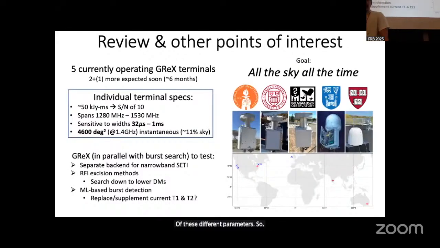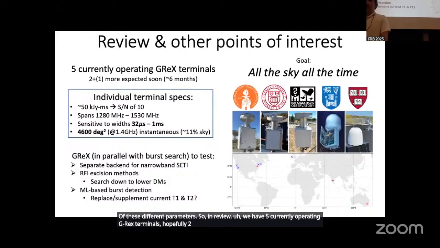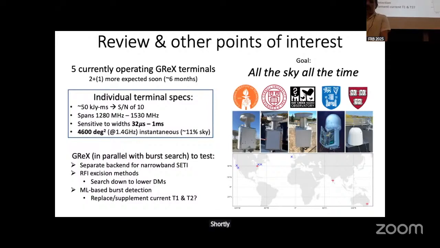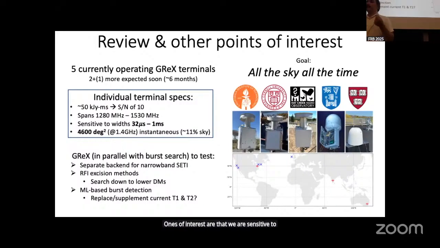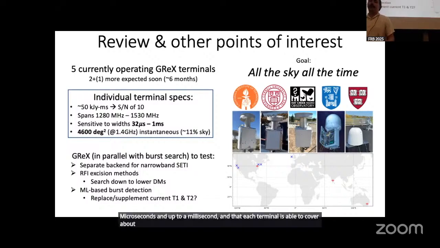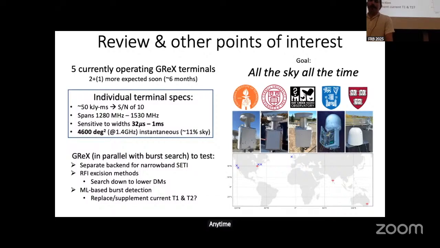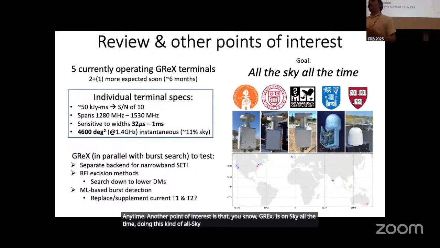So in review, we have 5 currently operating G-REX terminals, hopefully 2 or 3 coming online shortly. I've put up the individual terminal specs here, but I think the main ones of interest are that we are sensitive to burst widths down to 32 microseconds and up to a millisecond, and that each terminal is able to cover about 11% of sky anytime. Another point of interest is that G-REX is on sky all the time, doing this kind of all-sky survey, but there's a lot that you can do with the instrument in parallel with the burst search.